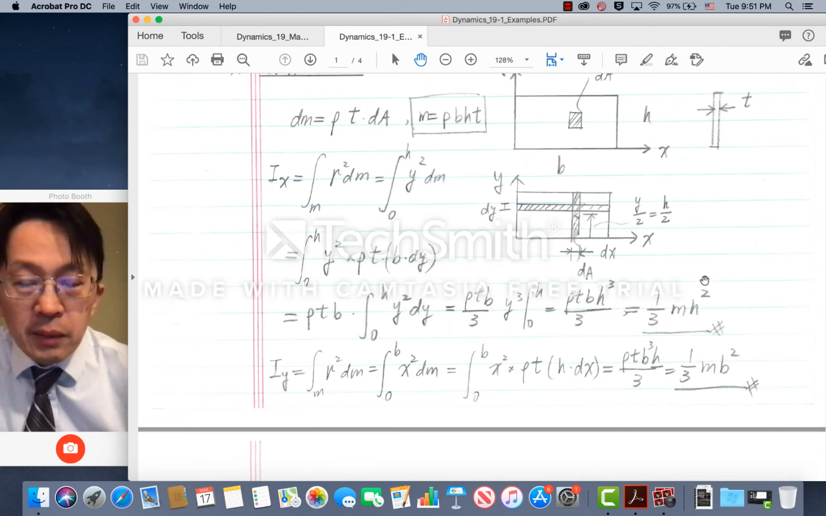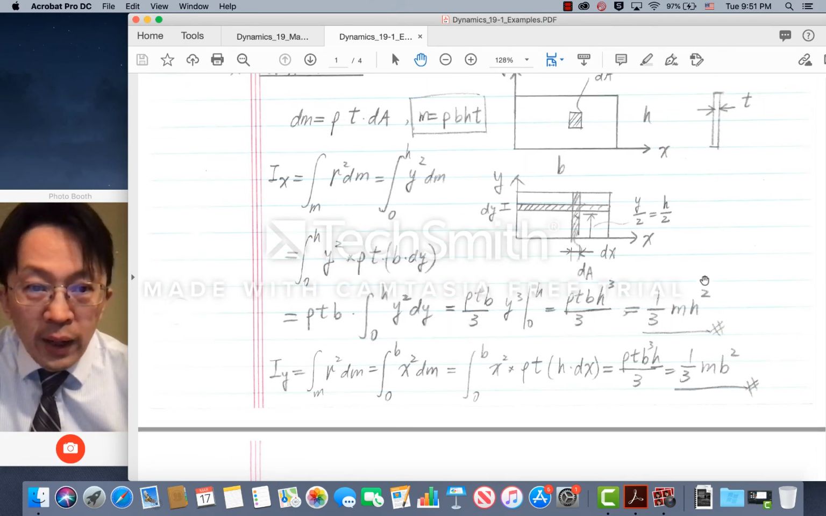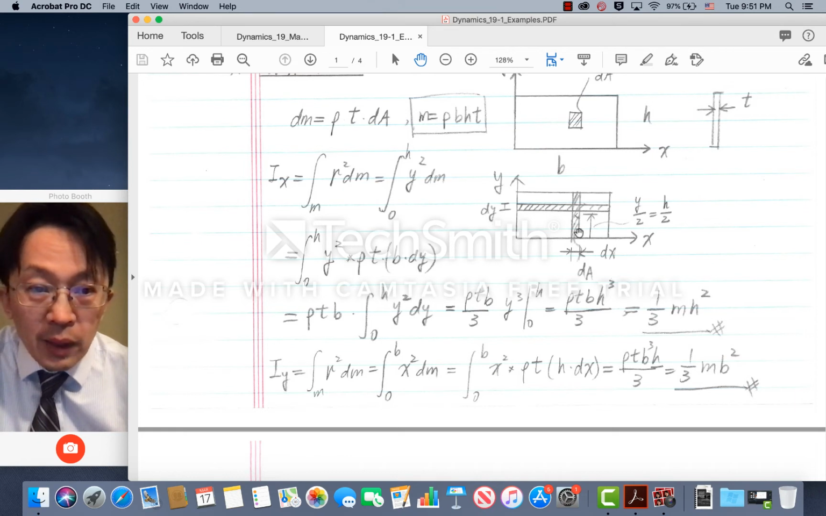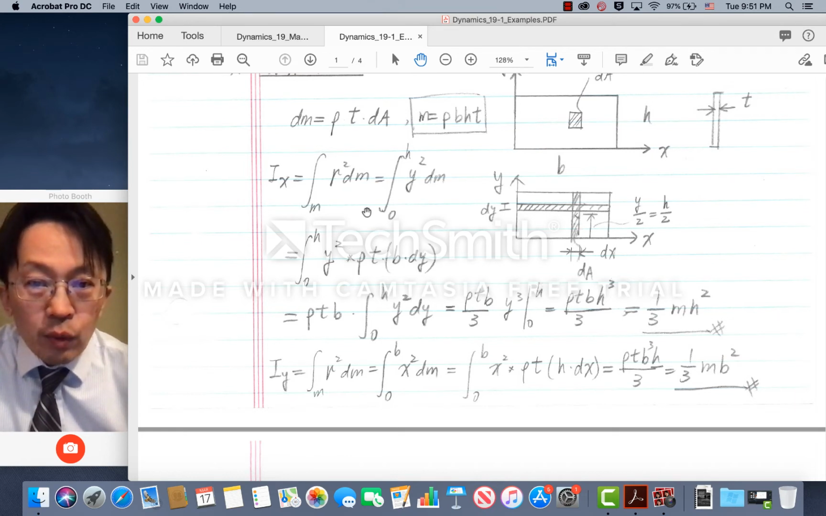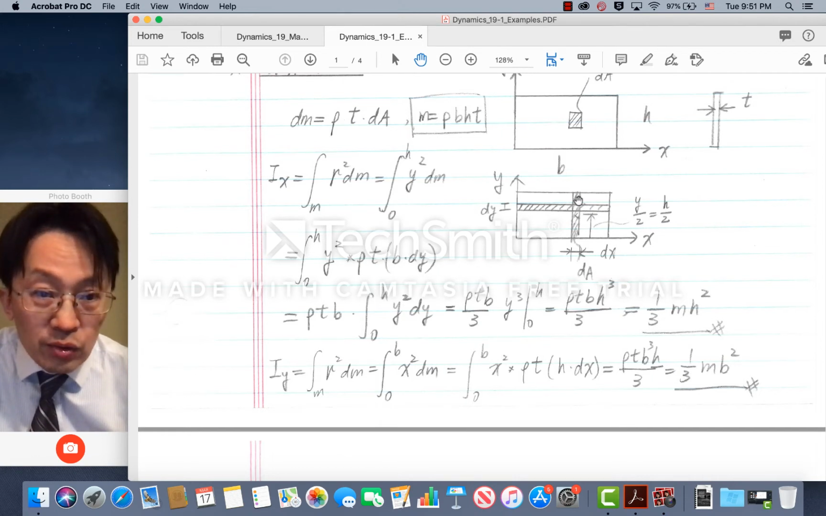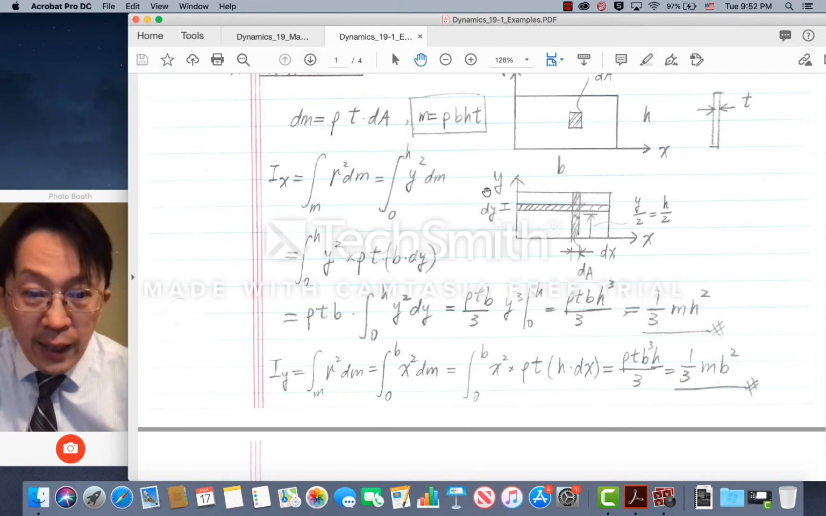Now, what about the mass moment of inertia with respect to the y-axis? In this case, we cannot use the horizontal strip. We have to use the vertical strip for the same reason that we talked about when we calculated Ix. So in this case, in calculating the Iy, you have to use a vertical strip. But this vertical strip is actually the parallel strip with respect to the y-axis.